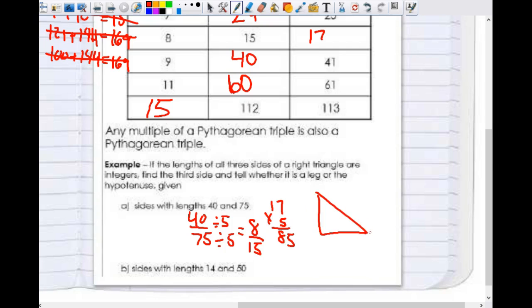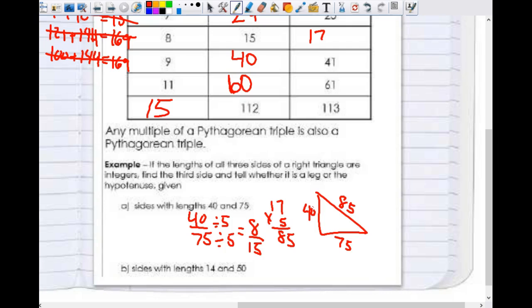So we have a triangle. Which one's the hypotenuse going to be? The long side, which is going to be 40, 75, or 85? The biggest number, which is 85. So why is this useful? Well, instead of using Pythagorean's theorem, which would have had us doing 40 squared plus 75 squared equals whatever, and taking the square root of that, you could have just used this.